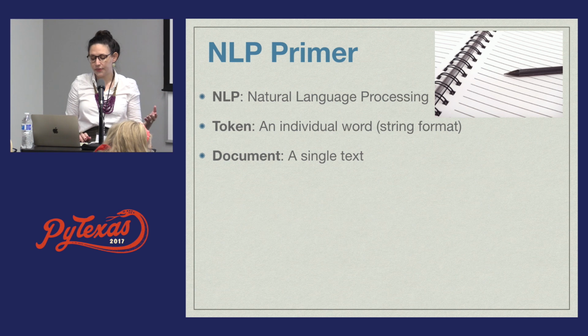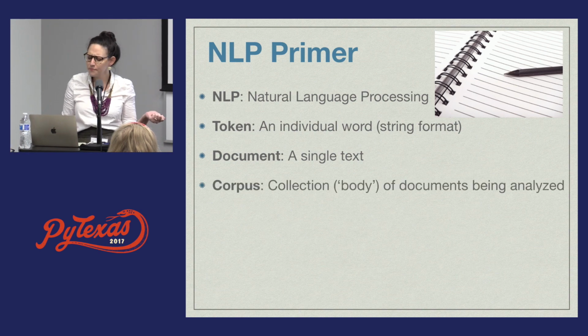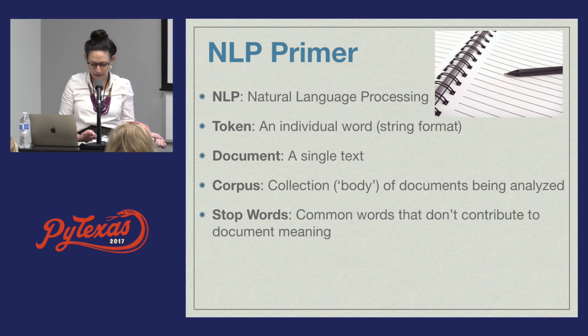A document is a single text that we'll be considering, and it can be any length. It can be a sentence, it can be an article, or it can even be a full book, which is what we'll be looking at today. A corpus is a collection, Latin for the word body, of course. It's the full collection of documents that we'll be analyzing.